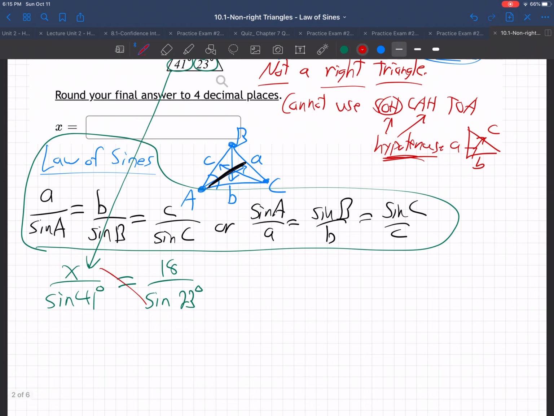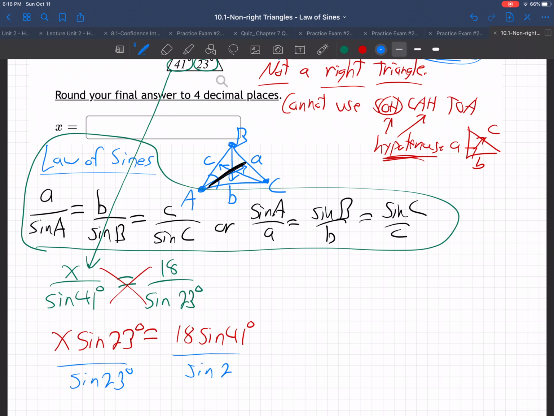Okay, so now how do we finish solving this problem? Well, now we just cross multiply. Remember that? Remember when you have two equal fractions, you can cross multiply? x sine 23 is 18 times sine of 41 degrees. Is that good? And then last step, how do you get x alone? Divide by the sine of 23 degrees. Boom, boom. x is alone. There it is.